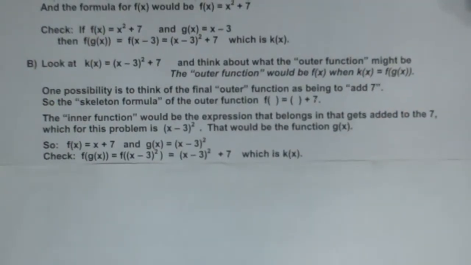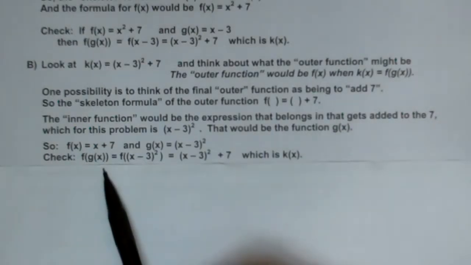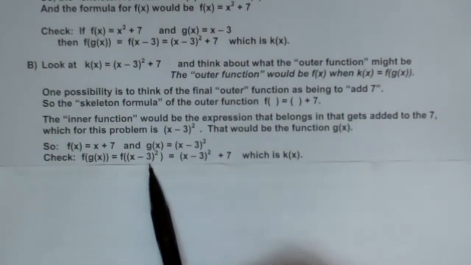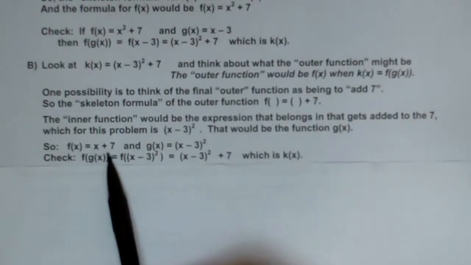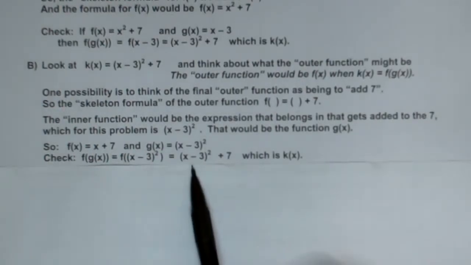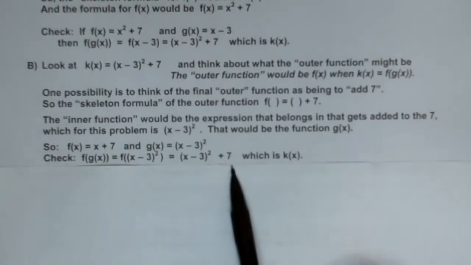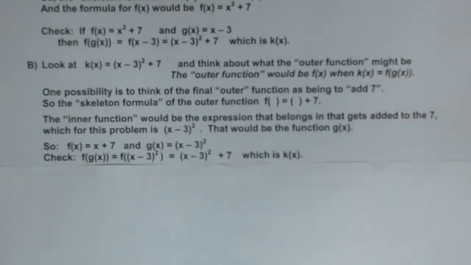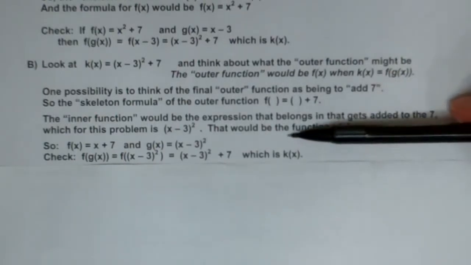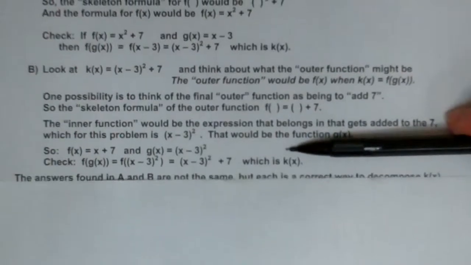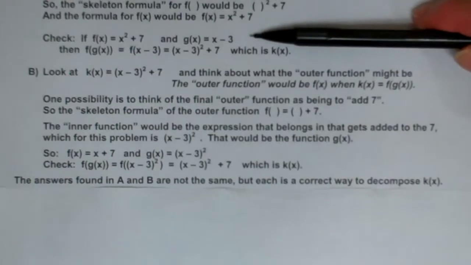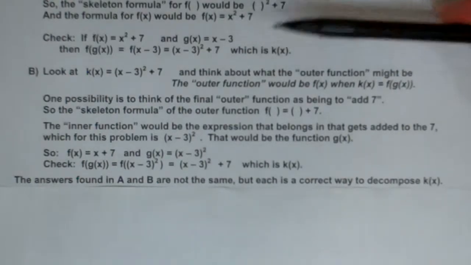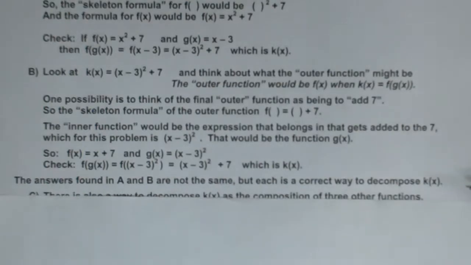Let's check if those two work. F of g of x would be f, and then inside the parentheses we'd put the formula for g of x, which is (x minus 3) quantity squared. Then apply the f function to that. The f function says to take its input and add 7, so we take that input and add 7. Look at that formula, and it does match the k of x that we started with. Notice, that answer is not the same as we got the first time we decomposed this problem. There were two entirely separate ways of decomposing k of x. They're both correct ways.